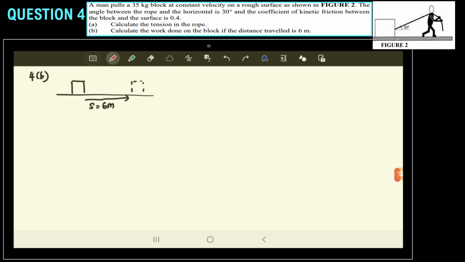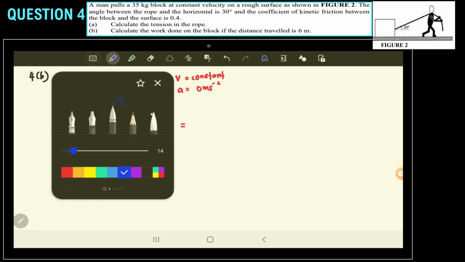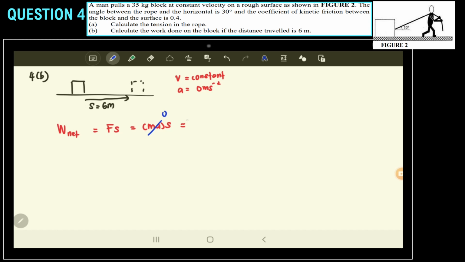Okay, so actually if you know the concept, when the object is moving with constant velocity, the acceleration is equal to 0. When the acceleration is equal to 0, so the total work done on the object is equal to F s, it's equal to m a s. So we can straightly write, since a is equal to 0, therefore work done on the block also equal to 0 joule.